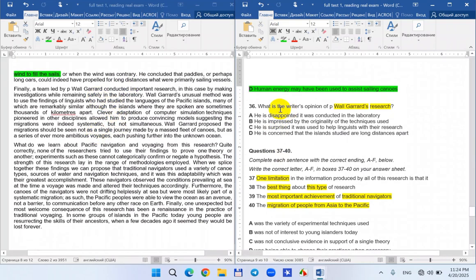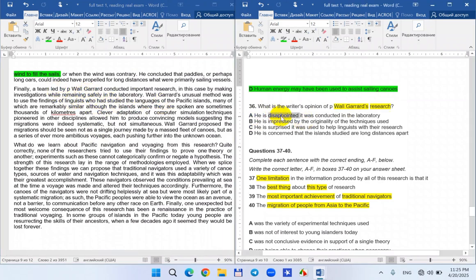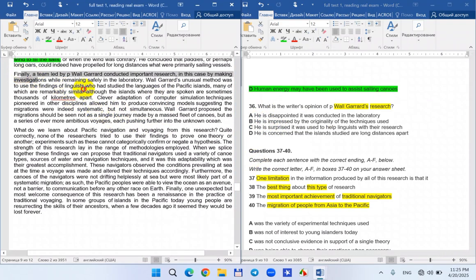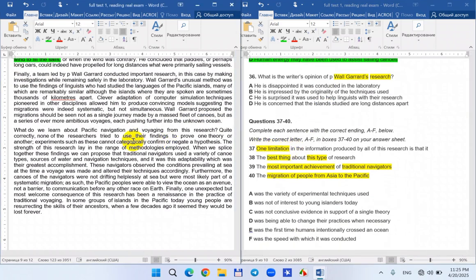Okay. How about this? What is the writer's opinion about? What is the writer's opinion? Okay, disappointed, impressed. Okay, limitation. I don't know. Let me do it in the end. I'm, to be honest, fed up with multiple choice. Let's look at them. What do we learn? Okay, one limitation. Did they talk about limitation? Where?